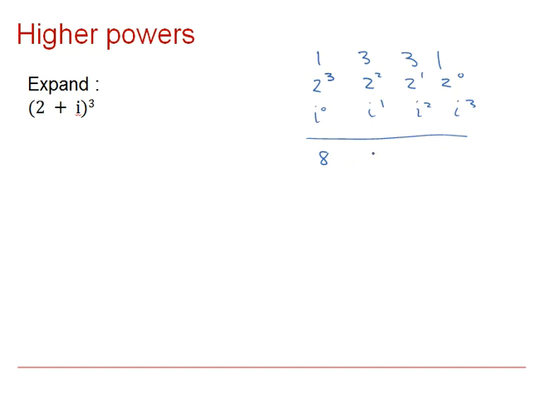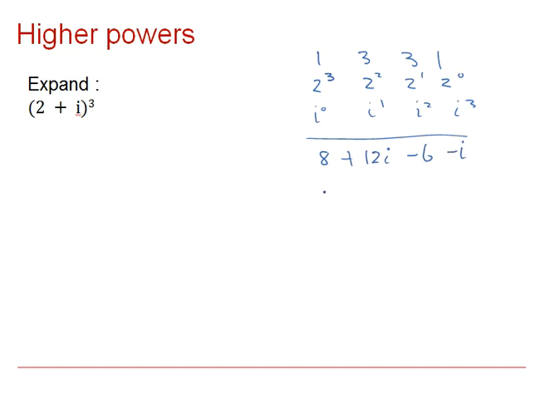The second column will be 3 times 2 squared, or in other words 12, and then you have it times i, and it is positive. In the third column you have 3 times 2 to the power 1, which would give us 6, and then i squared, which is minus 1, remember, so that would give us a minus 6. And finally 1 times 2 to the 0, which of course is 1 still, i cubed, which you know is minus i.